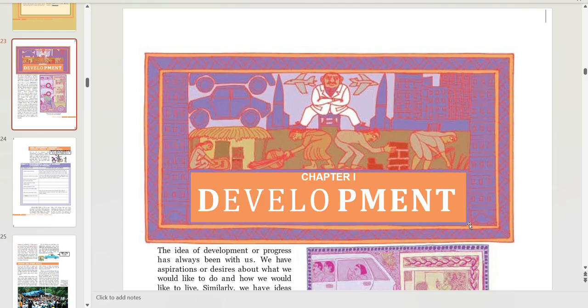We will learn about development goals, national development, per capita income, human development index, public facilities and sustainable development. So let's begin this interesting journey to understand what development really means and why it is different for different people.